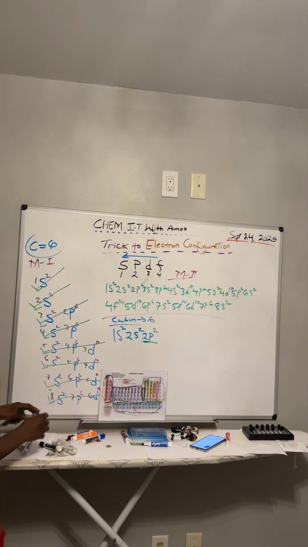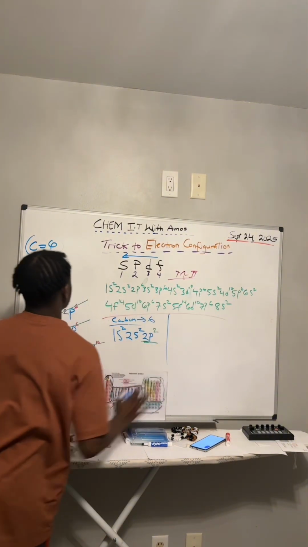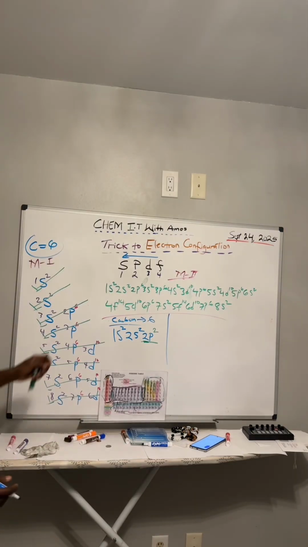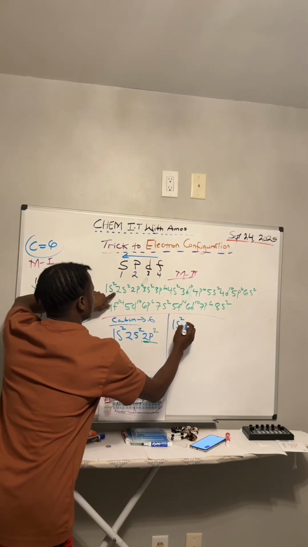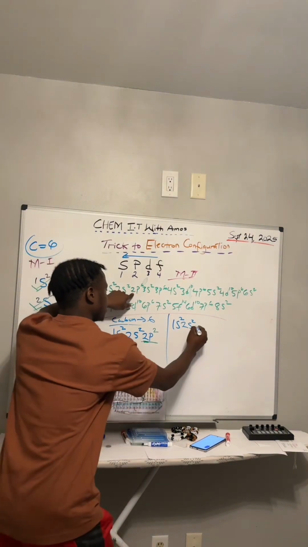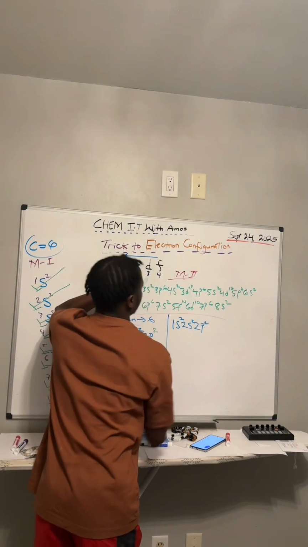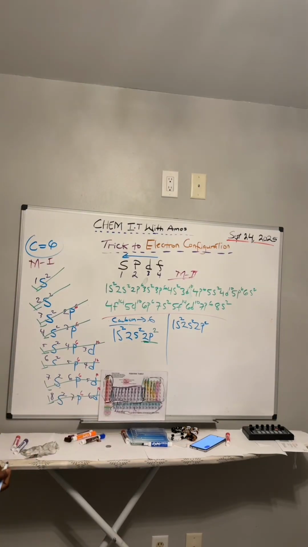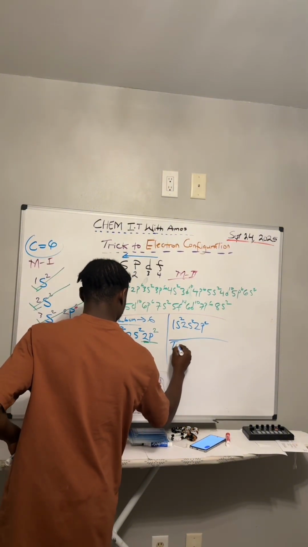So what if we want to use this to configure carbon as a whole? We can just say 1s2, 2s2, and 2p. We drop the 6 to make it 2. It becomes the same thing right there. So it's very, very easy. I hope you learned something new and you can give this a try. So try this or this.